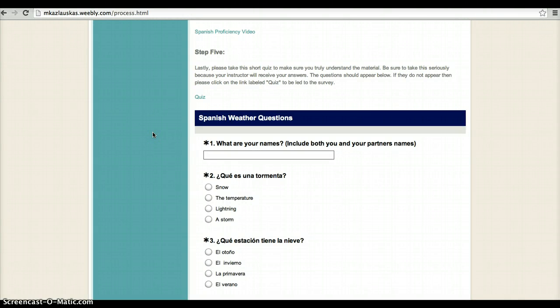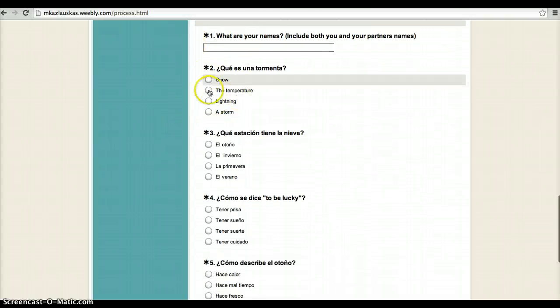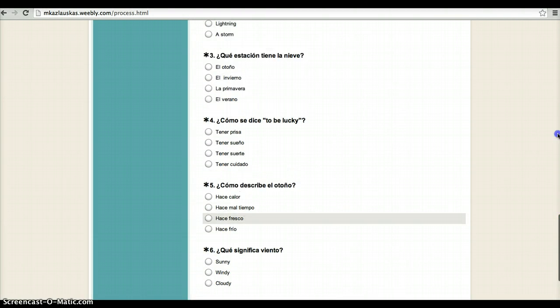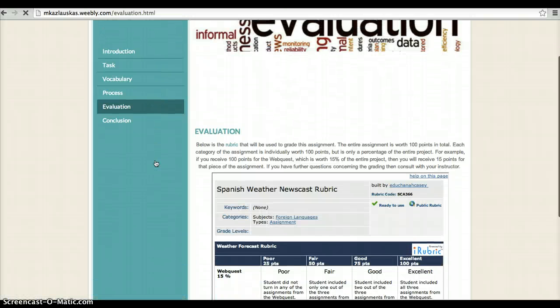And it will show all the answers. So put you and your partner's names, and then I have a few questions that they can go ahead and answer based on the weather. Lastly, we have the evaluation page.